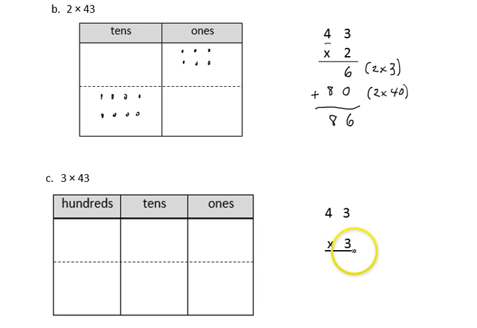Let's look at another example. Here I'm taking 3 times 43. I start with 3 times 3, which is 9. I'll show that in the place value chart. 3 groups of 3. And now I'm taking 3 times 40.